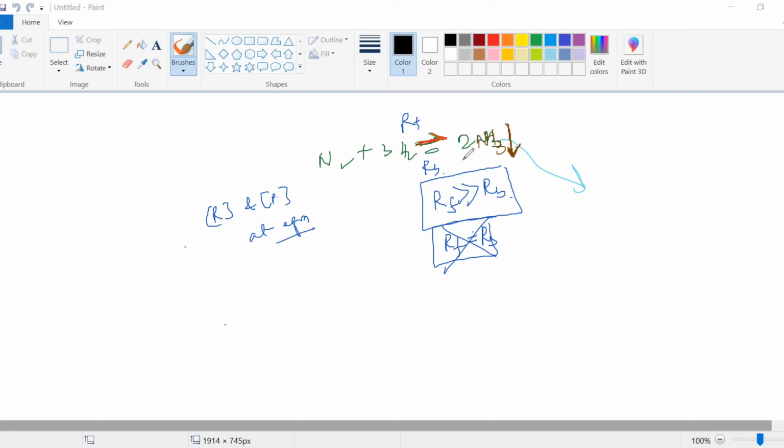Forward, quickly increasing. So more and more product will be generated now. So the equilibrium position shifts where? To the forward direction or the backward direction? To the forward direction. Is it clear to you? The equilibrium position will be shifting in the forward direction, and more product will be generated.